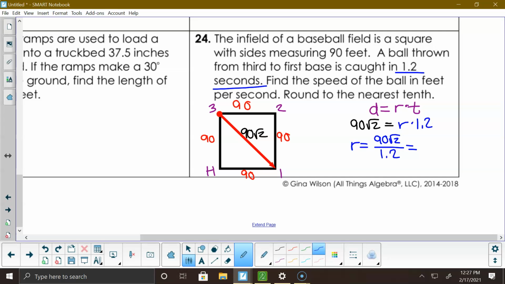Okay, so 75 root 2, but does that make sense in feet per second? No. So, what is 75 times the square root of 2? 106. So it travels 106 feet per second. A little bit better? Alright, ready to look at the next one?